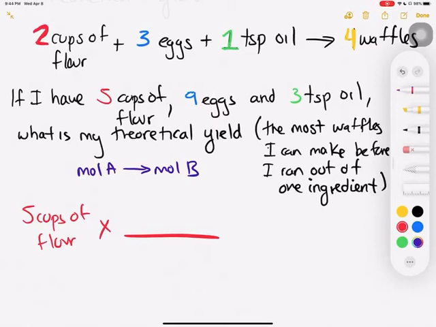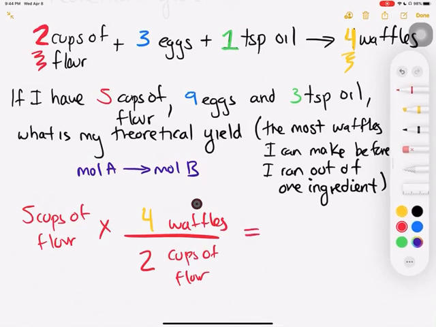So I'm going to convert from cups of flour to waffles. And what are the numbers that I'm going to place in here? The stoichiometric coefficients, the numbers in the recipe. So I have 2 cups of flour, and the equivalent in waffles is 4 waffles. So it looks like I'm converting from 2 cups of flour to 4 waffles, right? So 5 cups of flour gives me how many waffles? If you keep going on this dimensional analysis, you're going to see that cups of flour cancel out with cups of flour. Those are units, and the result is going to be waffles.